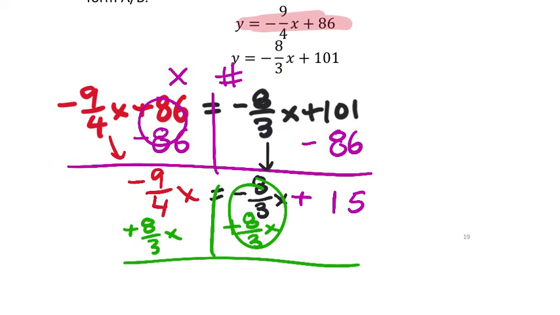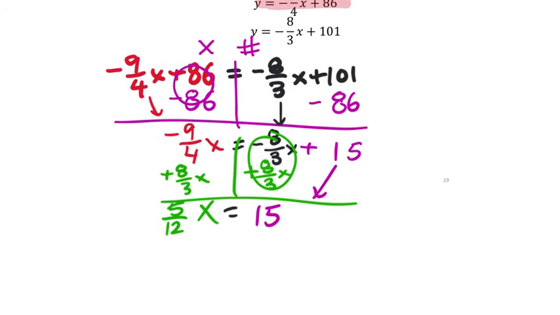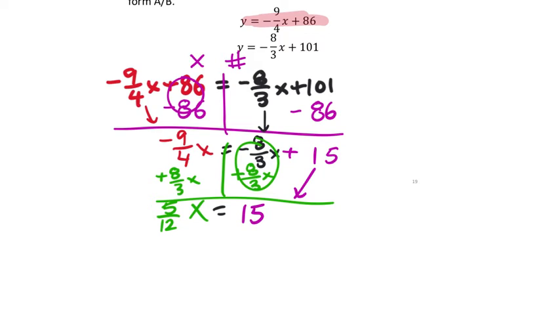Now that's going to zero out, but I'm going to let the calculator do the heavy lifting on the x's. So negative 9/4 of my x's plus 8/3 of the x's is 5/12. So we are going to need that, and then I'll drop my 15. All right, well, let's give ourselves some space because we've got to divide both sides by the coefficient of 5/12.